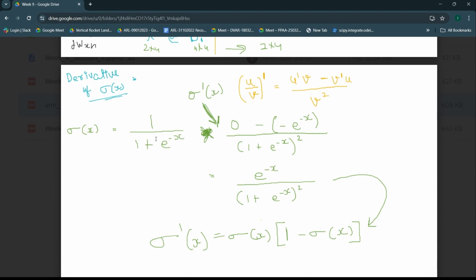So to differentiate this part, you can either use a product rule where your u can be 1, v can be 1 by 1 plus e to the power of minus x, or else you can use the quotient rule where your u is 1 and the v is 1 plus e to the power of negative x, and that's what I'm using over here. I'm using the quotient rule of derivative to differentiate this part. And what is the quotient rule?